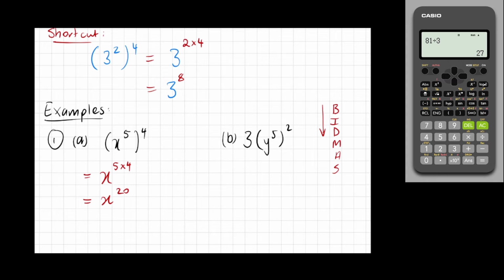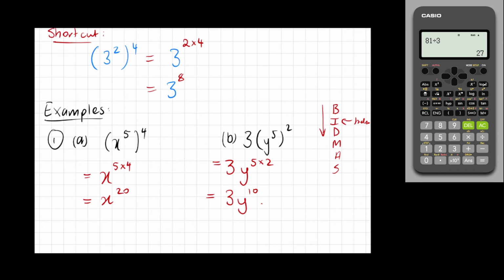Now for our second one, we've got our I. Our I stands for index. So our indices. Now looking at our problem here, can you guys see any indices we can solve? Hoping that you saw to solve this part here. And when we rewrite our answer, 3 times y to the power of 10. Now, the 3 and the y can't really go together, so we're just going to leave it like that, and that's our final answer.